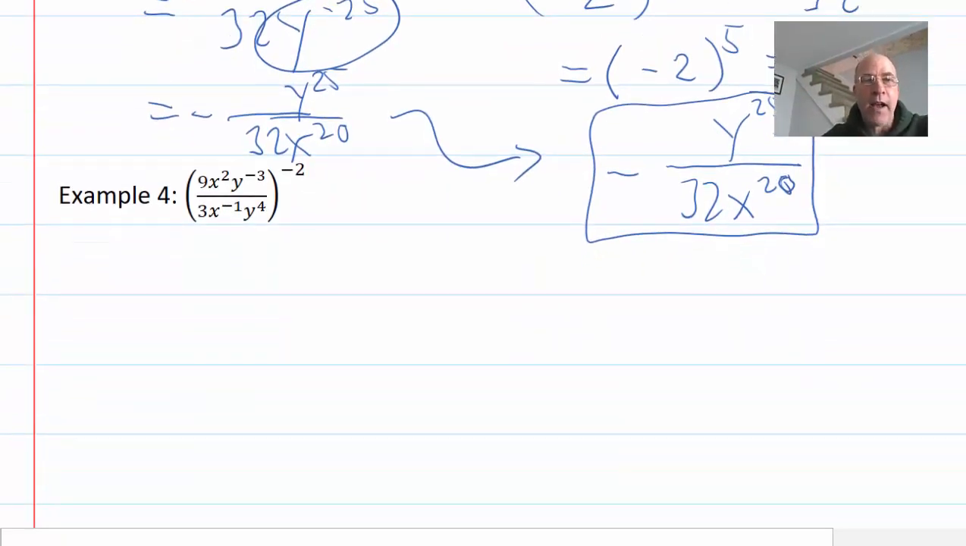All right, one last one. All right, here's our last one. We have a fraction here that's going to be raised to negative second power. Here's my suggestion for you. We have some stuff inside the parentheses, in that fraction, that we can simplify. So let's go ahead and simplify that first.